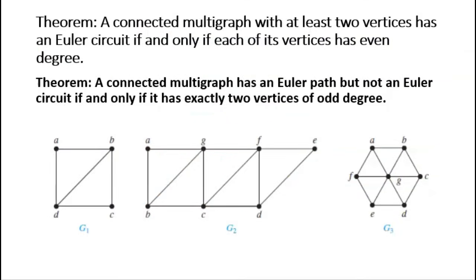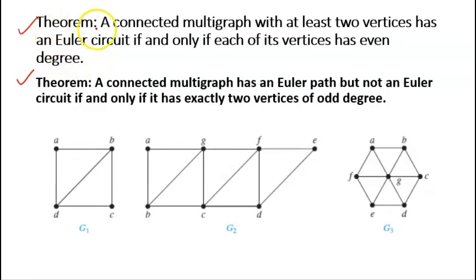So let us move to the next page and look at this theorem which helps us to decide the existence of Euler path and Euler circuit, and these two are very important results. So we don't have to worry about whether it exists or not. We can quickly decide whether the Euler circuit exists or not, or whether the Euler path exists or not.